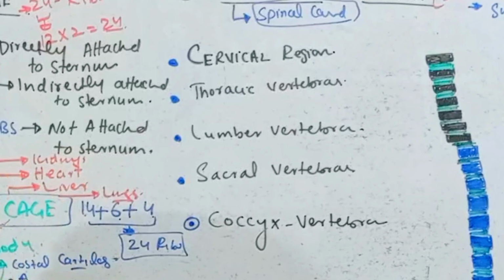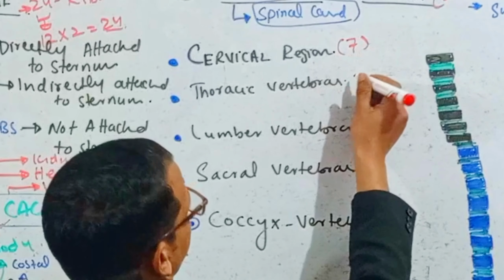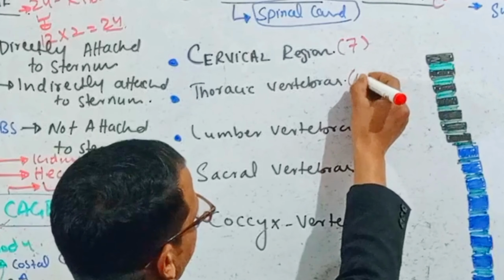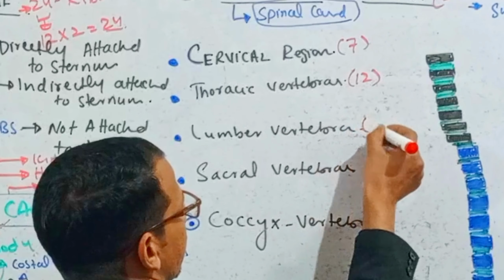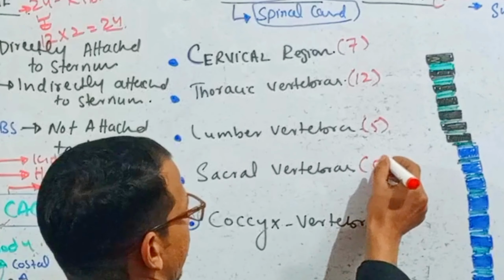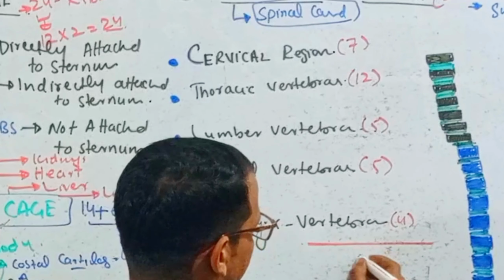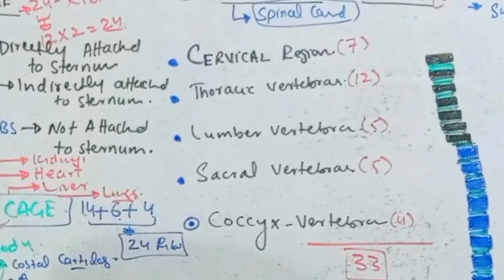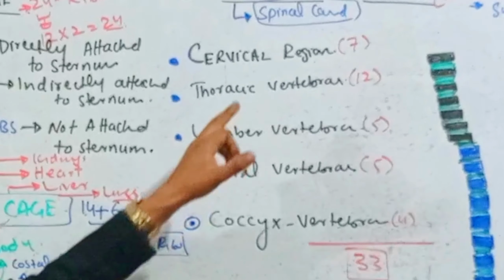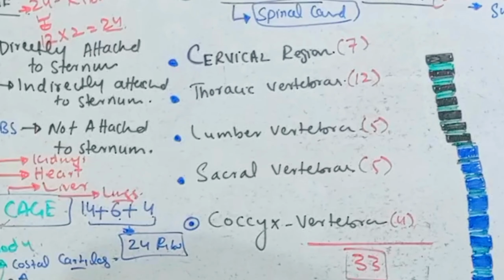Coccyx vertebrae, right? The cervical vertebrae are 7 in number, thoracic are 12 in number, the lumbar are 5 in number, sacral are 5, and coccygeal are 4. If we add all these, it will become 33 vertebrae, right? We will represent the vertebrae by its region, or its common name.